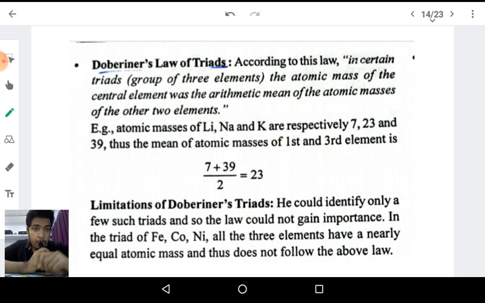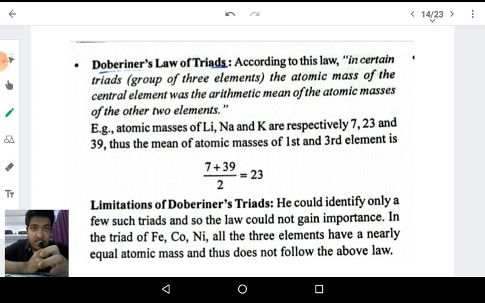The first proposal was proposed by Dobereiner. Now, Dobereiner suggested a law which is known as Dobereiner's law of triads. Now, he suggested that in certain triads, which is a group of three elements, the atomic mass of the central element was the arithmetic mean of the atomic mass of the other two elements. That means if we have three elements, let us take A, B, and C, which is forming a triad, then the atomic mass of B is equal to the atomic mass of A plus the atomic mass of C, divided by 2. That is the arithmetic mean of the atomic masses of A and C.